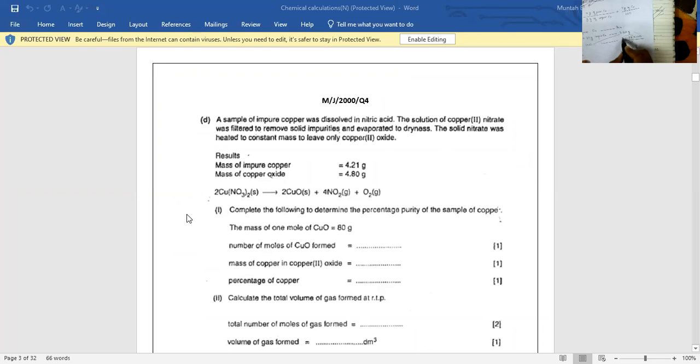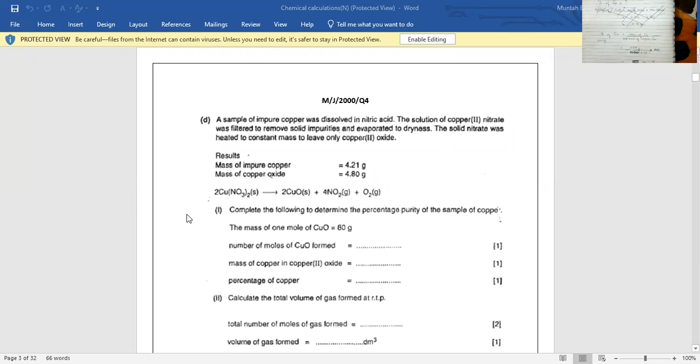Okay, they have converted this into a formula. So this is pure copper divided by the impure copper multiplied by 100. Okay, so mass of pure substance divided by the mass of the impure substance, total substance, total meaning including the impurities, and you multiply that by 100 and you will get the percentage. Okay, so this is the percentage of copper.